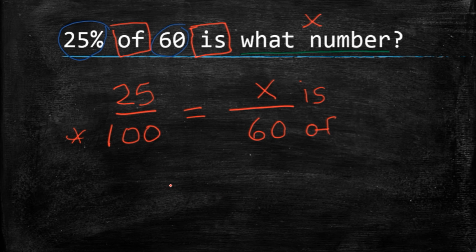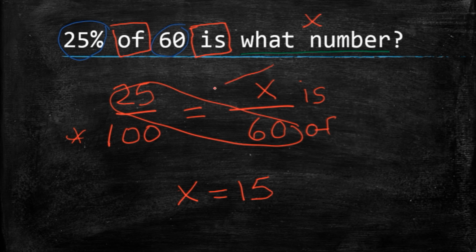In this example, you should have gotten x equals 15. We got that by doing the butterfly strategy here. We had 25 multiplied by 60 is equal to 100x, or 100x equals 25 multiplied by 60. Then you would divide both sides, the left and right, by 100, and you should have gotten x equals 15.